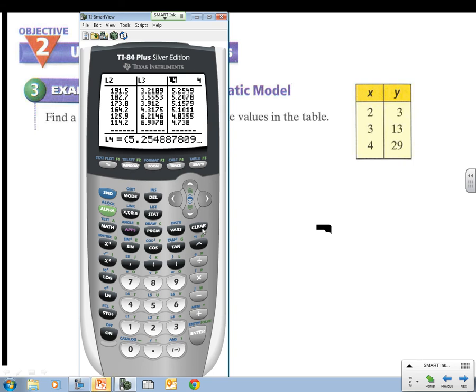I'm going to clear these out. To clear something, sometimes it's confusing. You have to go up to the top here, hit clear, and then hit enter, and your whole list will go away. Go up to the top, clear, and enter.